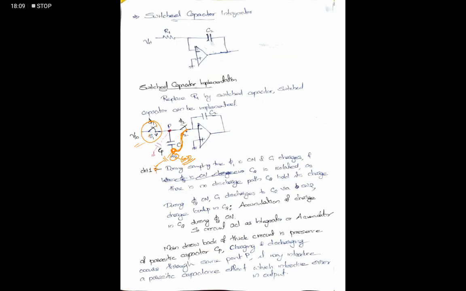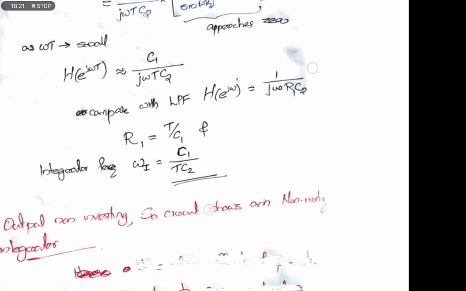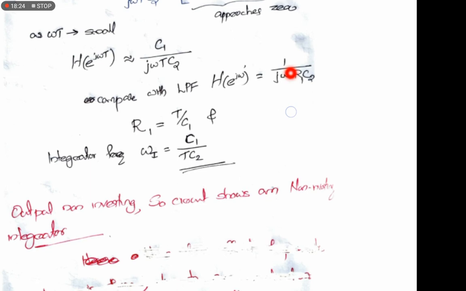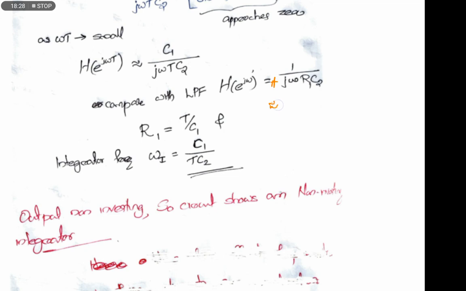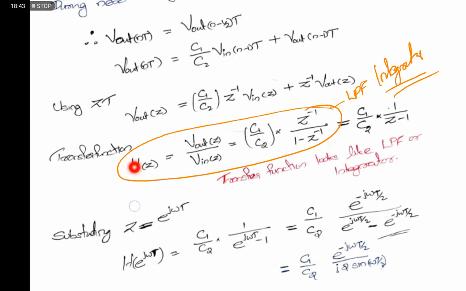For the actual integrator, we know its low pass filter response H of e raised to j omega is 1 by j omega, or 1 by 1 plus j omega RC2, which is approximated to 1 by j omega R1 C2. So we will try to develop a transfer function similar to this one from our H of z.